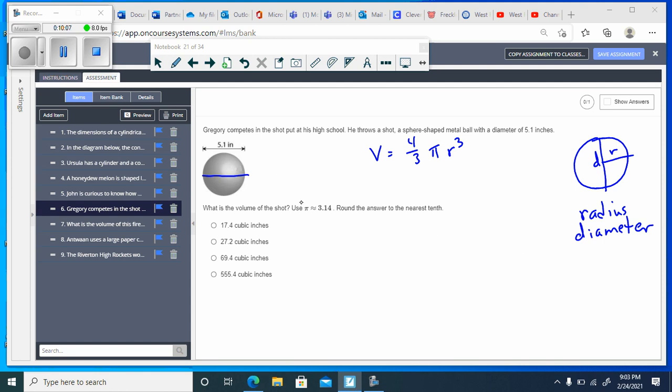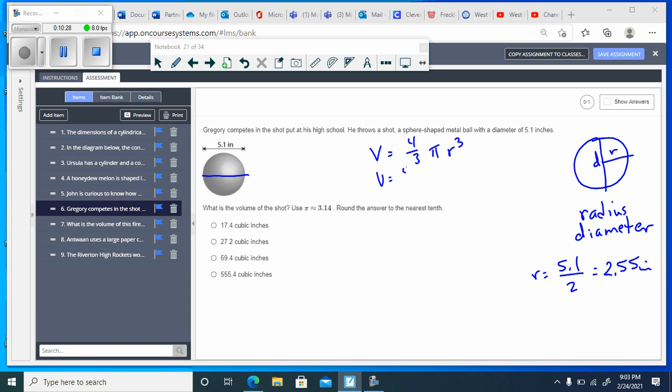So we need to find the radius here. Now I've got the diameter, which is 5.1. Let's divide it by 2. Okay, 5.1 divided by 2 will give you 2.55 inches for your radius. All right, so let's plug this in.